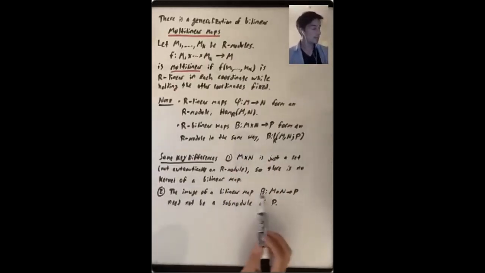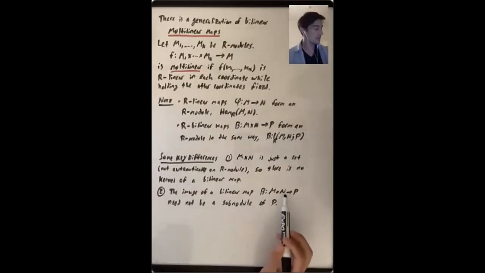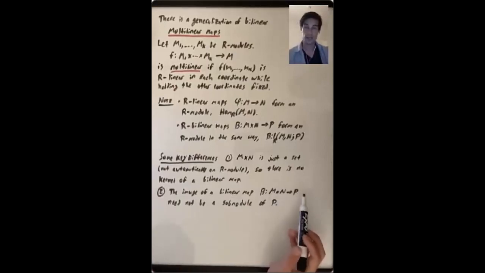Also, the image of a bilinear map need not be a submodule of P. What's going on is that if you fix some elements in N and you take all possible inputs in the first entry, you get an R module homomorphism from M to P. And the image of that homomorphism is a submodule of P. But if you pick a different element, you get a different R module homomorphism. So the image of that is also a submodule of P. So what you're getting is the union of a whole bunch of submodules that is not necessarily a submodule of P.